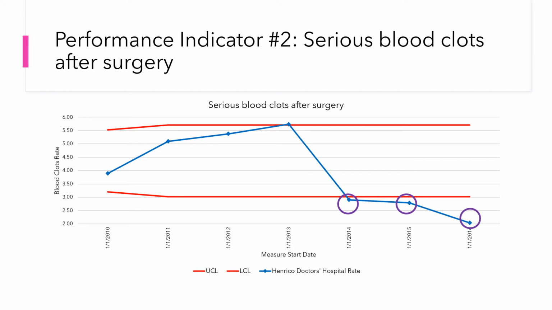As you can see, the x-axis in this chart shows dates in which data was collected, and in the y-axis we show the hospital's serious blood clots after surgery. The red lines show the control limits, and these limits were derived from a variation of the rate of complications for serious blood clots after surgery across Richmond hospitals that compete with the Henrico Doctors Hospital. From the graph, you can see that the Henrico Doctors Hospital has lower serious blood clot rates than its competitors from July 2014 to July 2016.